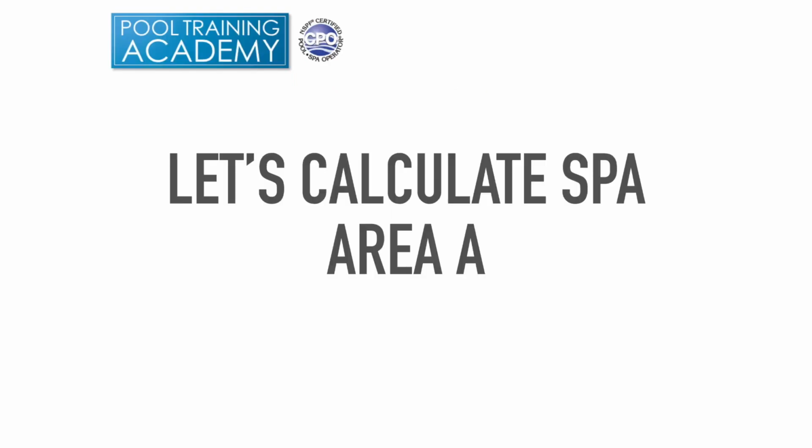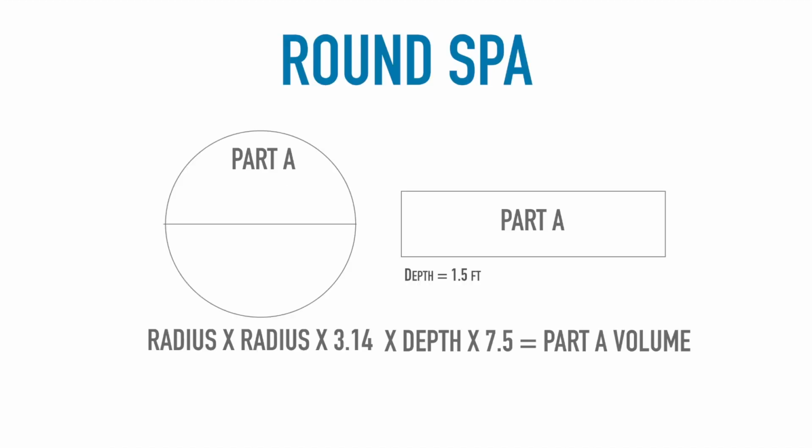On page 3 of your workbook, you're going to see our example question. It reads that your spa diameter is 10 feet. Your seating depth is 1.5 feet. The footwell diameter is 6 feet and has a depth of 1.5 feet. What is the spa volume? We have all of the numbers that we need to figure this question out. So let's go ahead and calculate that spa area A.